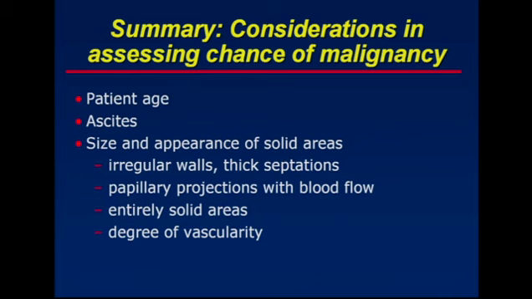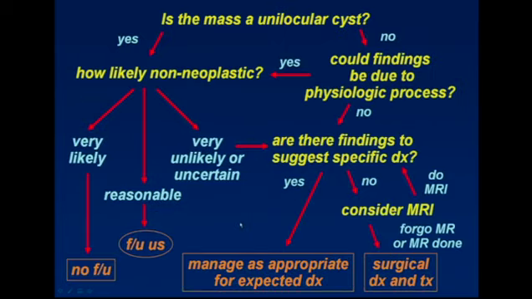So when you're trying to make that subjective impression, certainly take into consideration the patient's age. Look for ascites, and look to see whether the mass has irregular walls, thick septations, papillary projections, solid areas, the degree of vascularity. These are the things that will allow you to predict malignancy. And if it has those things, you want to make the diagnosis of malignancy and send the patient to surgical evaluation.